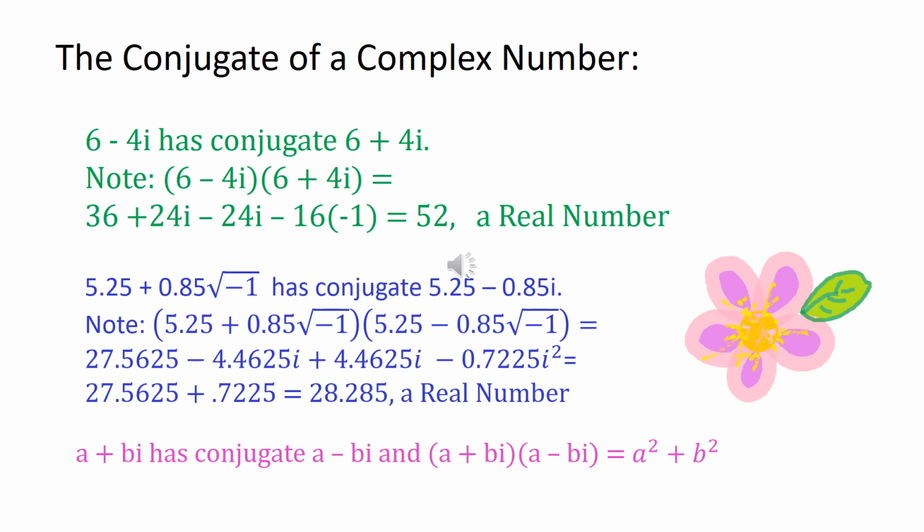So the 4.4625i terms cancel, and then 0.85i times negative 0.85i will give you negative 0.7225i squared. i squared is still equal to -1, and so that term becomes a real number, and you can add it to the 27.5625. So even when you have messy coefficients, this idea of a conjugate stays the same. Just change the sign of the non-real part.